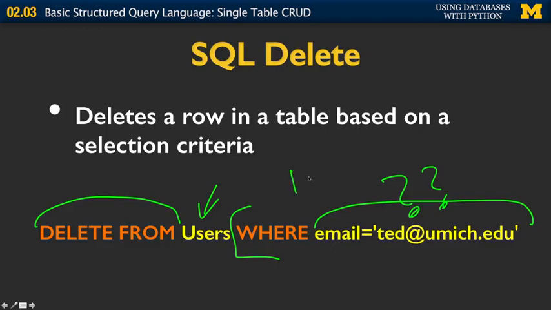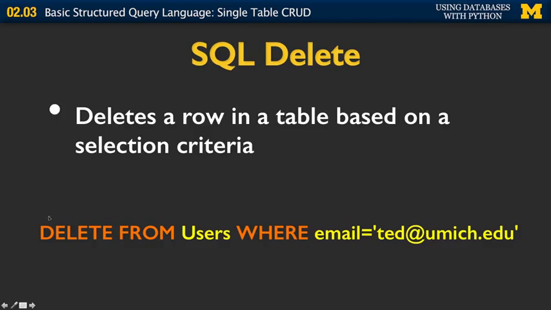This could be one row, or there could be 100 rows that all have that email address. That would actually be bad to have 100 rows that had that email address if it were a key, but whatever. So that just says delete from users where email equals ted at umich.edu. So let's do that.